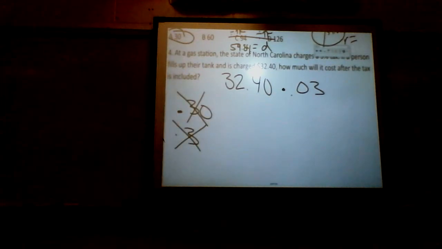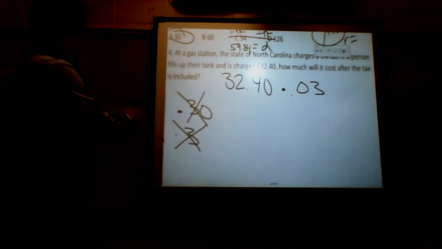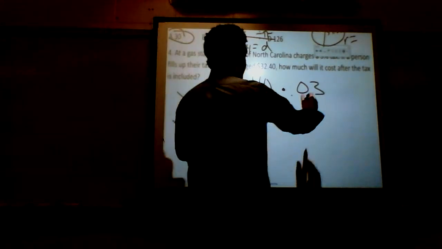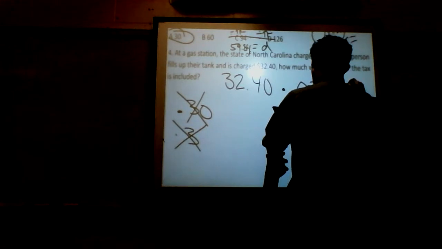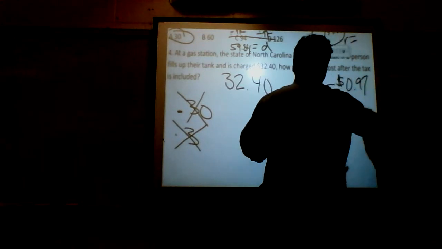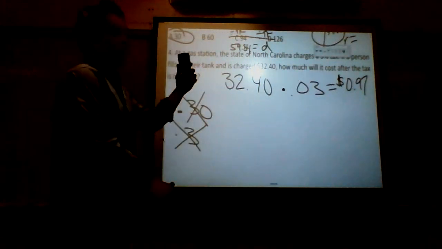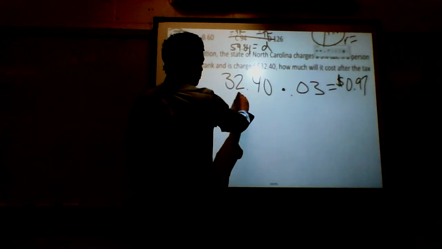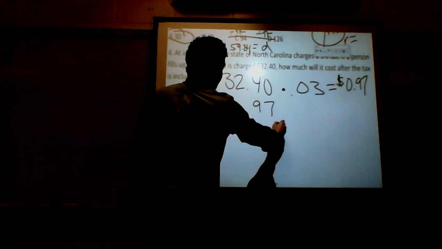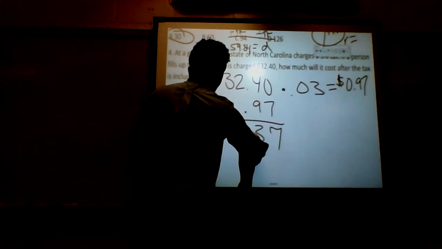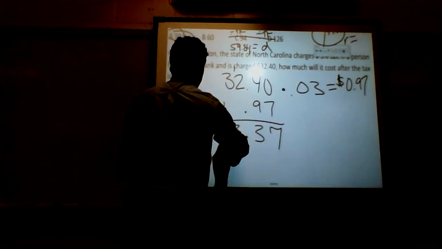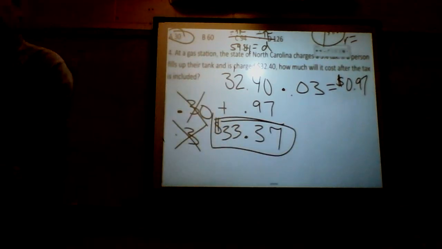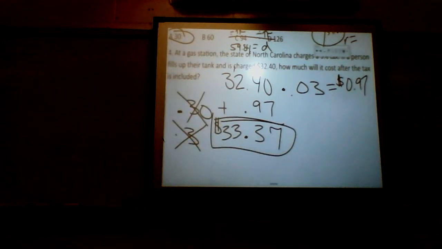On your calculator, the original price was $32.40 times 0.03. That gives us a tax of 0.97, a 97-cent tax. To find the total amount, you have your original price plus that tax. You should use a calculator to do this math. You should determine that the price with tax is $33.37.